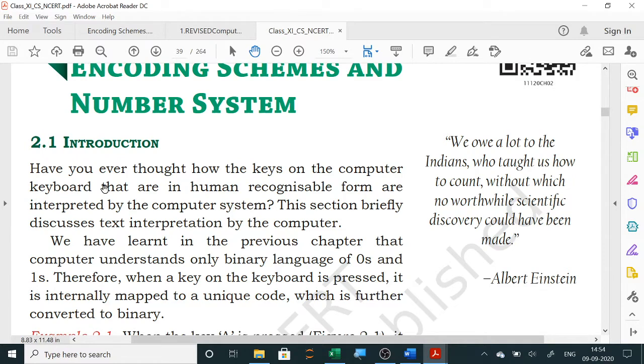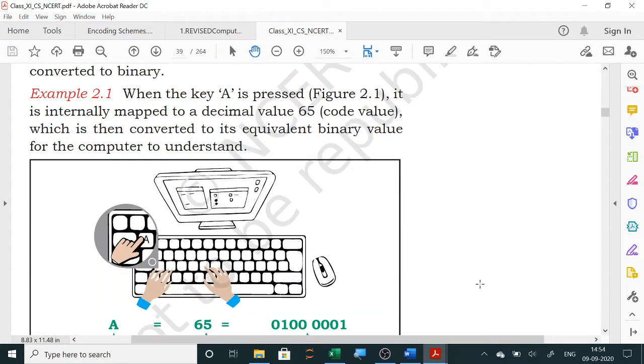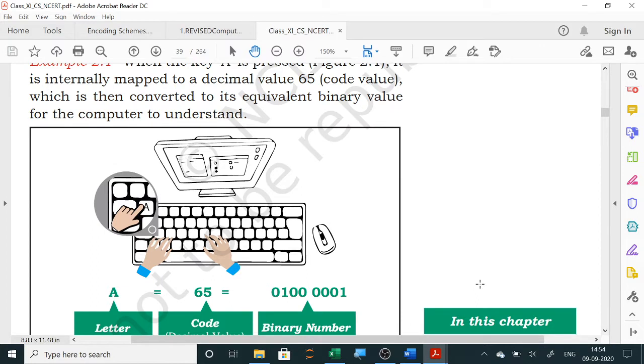Have you ever thought how the keys on the computer keyboard, which are in human-recognized form, are interpreted by the computer system? This section briefly discusses text interpretation by the computer. We have learned in the previous chapters that the computer understands only the binary language of zeros and ones. Therefore, when a key on a keyboard is pressed, it is internally mapped to a unique code, which is further converted to binary. When key A is pressed, it is internally mapped to the decimal code value 65, which is then converted to its equivalent binary value for the computer to understand.